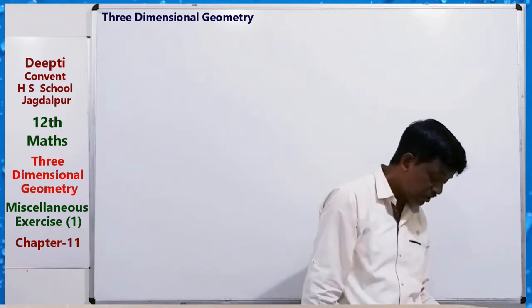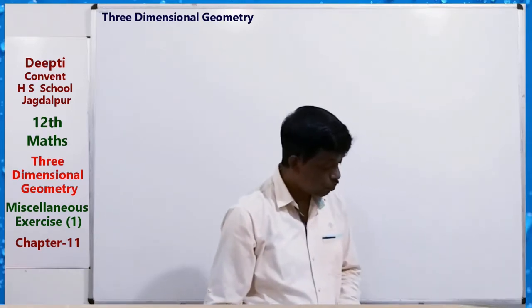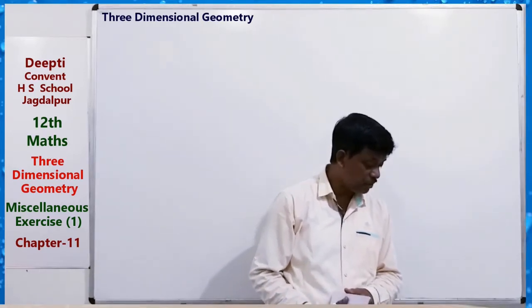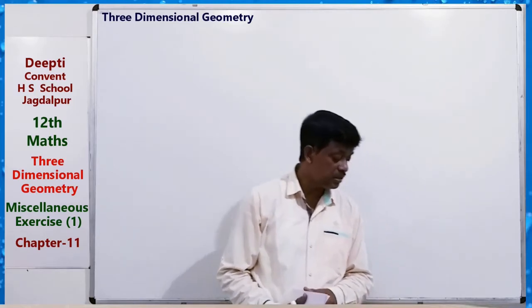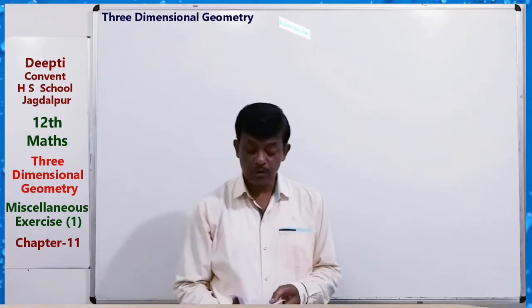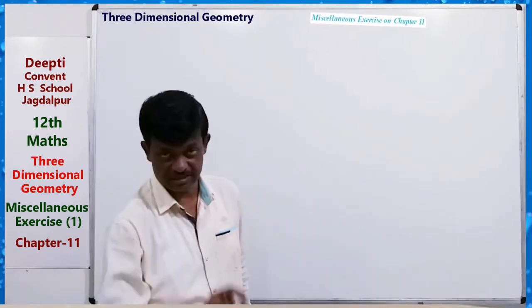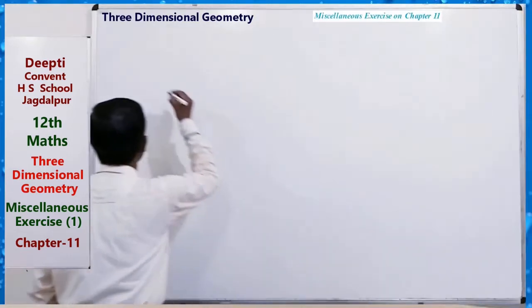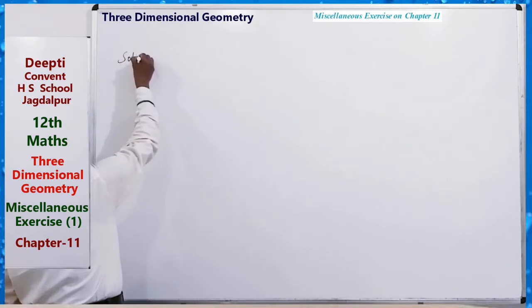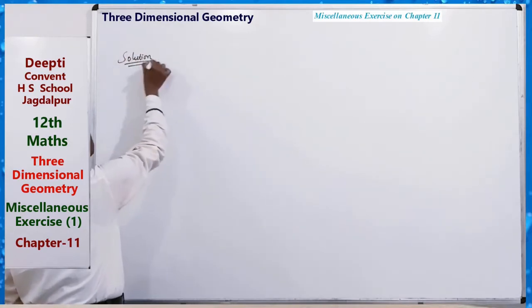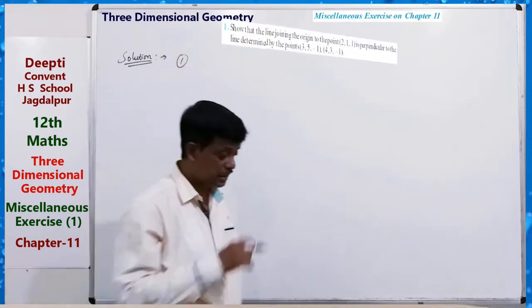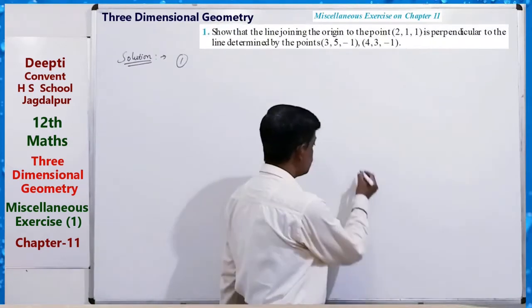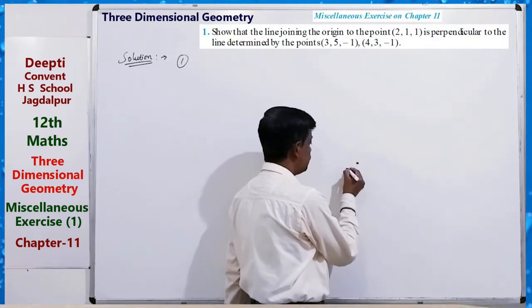So first of all, suppose there is a question. There are lines joining the origin to a point, and this is perpendicular to the line joining the points given. We have to show the perpendicularity of the two lines here. Solution of question 1. What is given here? Miscellaneous exercise, question 1. See here, origin to this point. Suppose this is the origin.